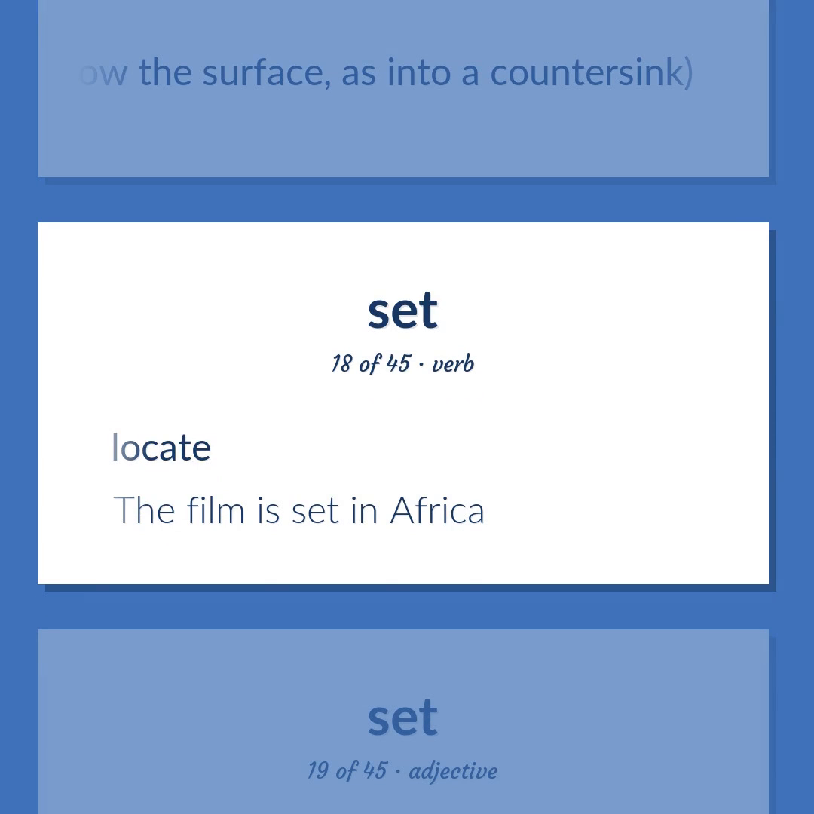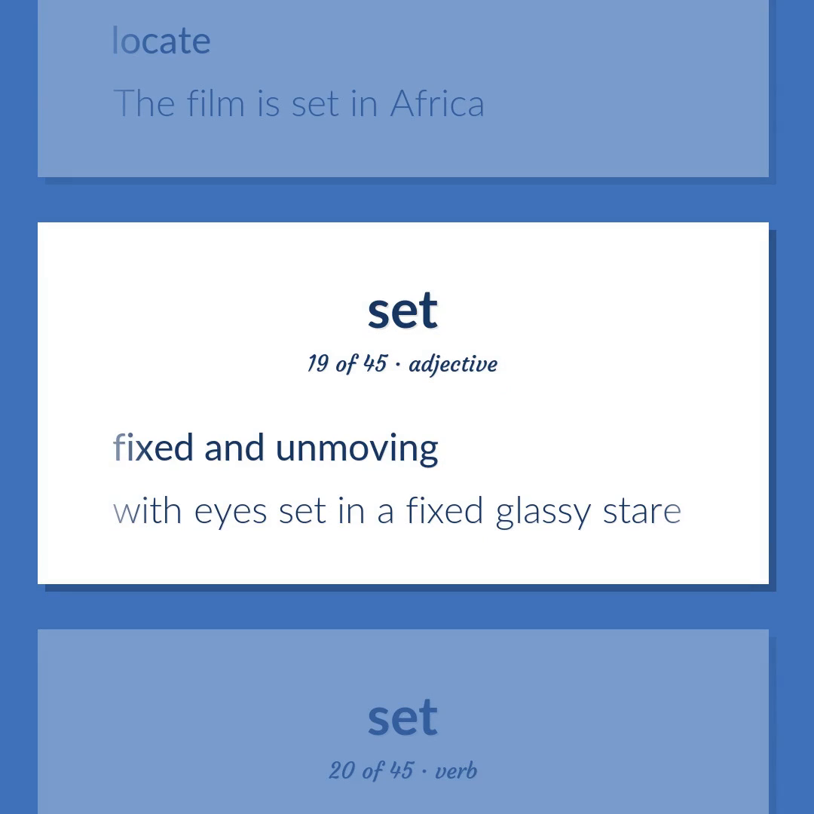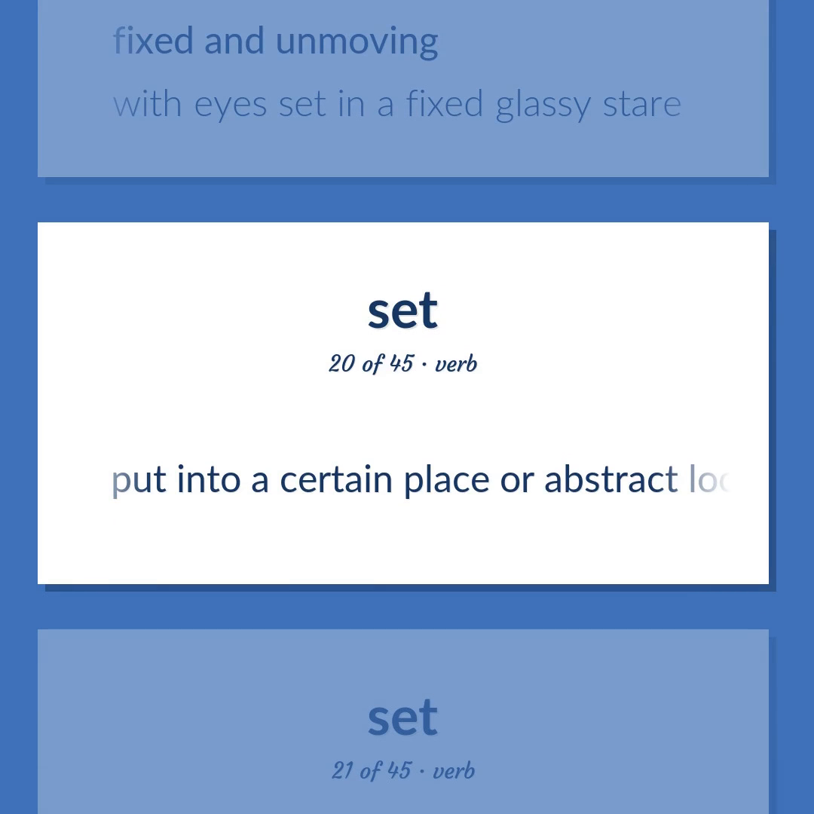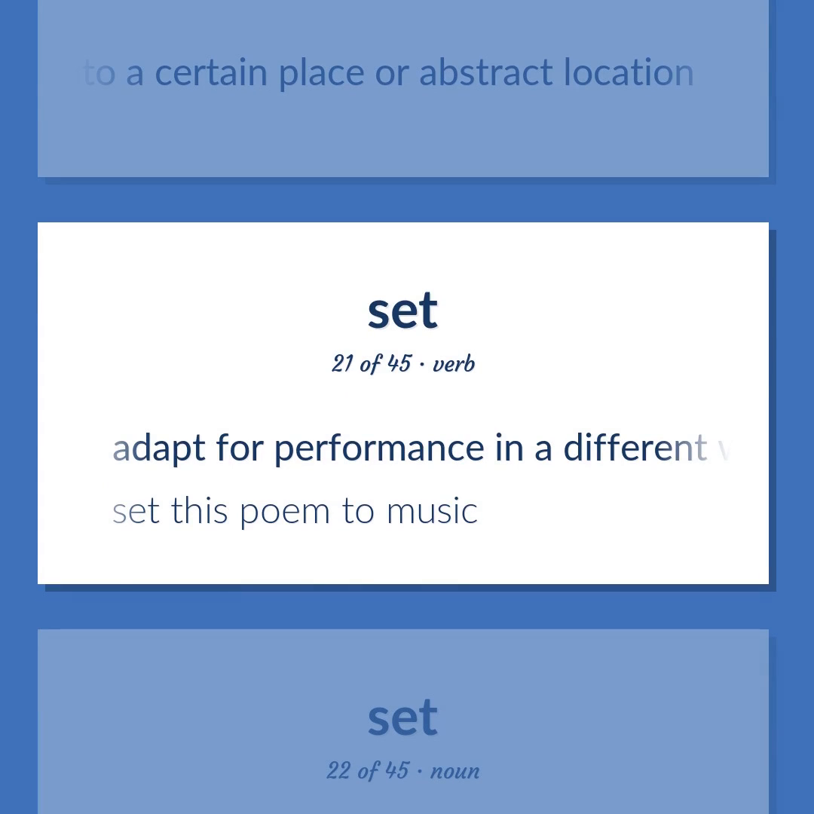Locate. The film is set in Africa. Fixed and unmoving. With eyes set in a fixed glassy stare. Put into a certain place or abstract location. Adapt for performance in a different way. Set this poem to music.